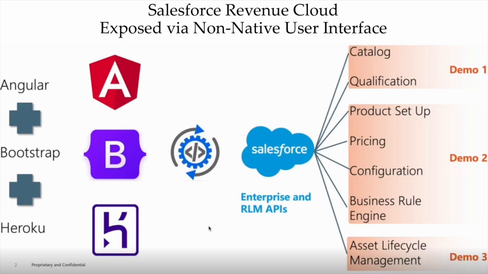We will focus on a marketplace scenario where we have an existing enterprise customer in a self-service role performing various functions related to the product suite. In the first demo, we saw product catalog and customer qualification. The second demo will drive us through a purchasing journey where we'll look at product setup, execution of pricing, product configuration, and the business rule engine. In the final demo, we'll look at various asset lifecycle management functions. Now onto the demo.